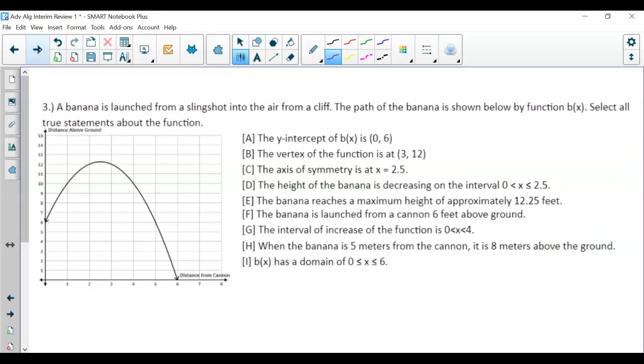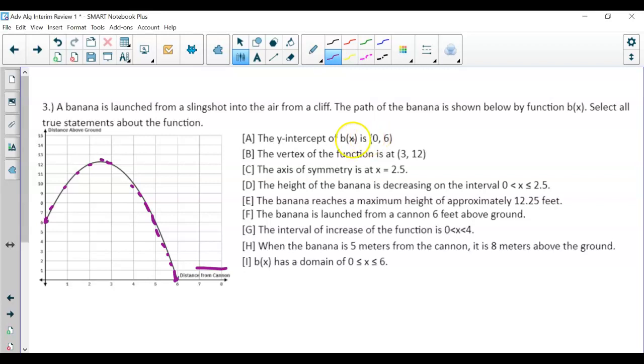So then here for question number 3, as we're going through and identifying which of these are all correct. You have a banana that's being launched from a slingshot into the air from a cliff. So here's starting from the cliff, and then here's our banana going from a slingshot, and then boom, hits the ground. And this is the distance from the cannon or from the cliff. So now we're just identifying which statements are true.